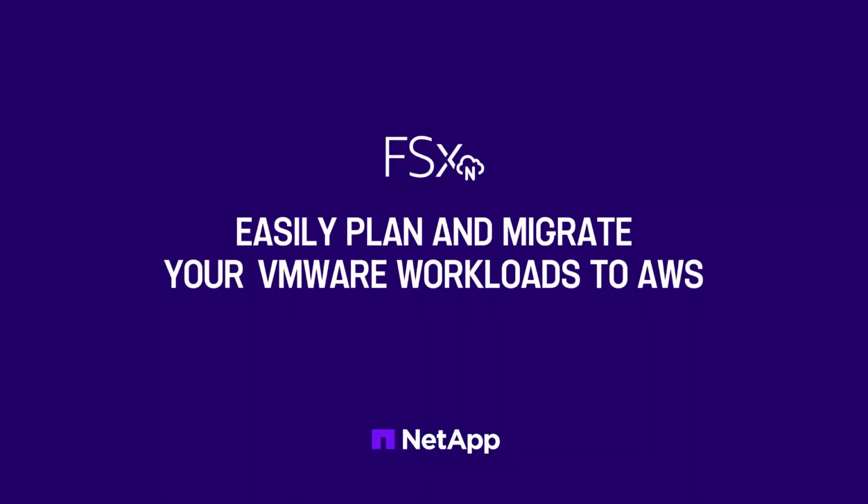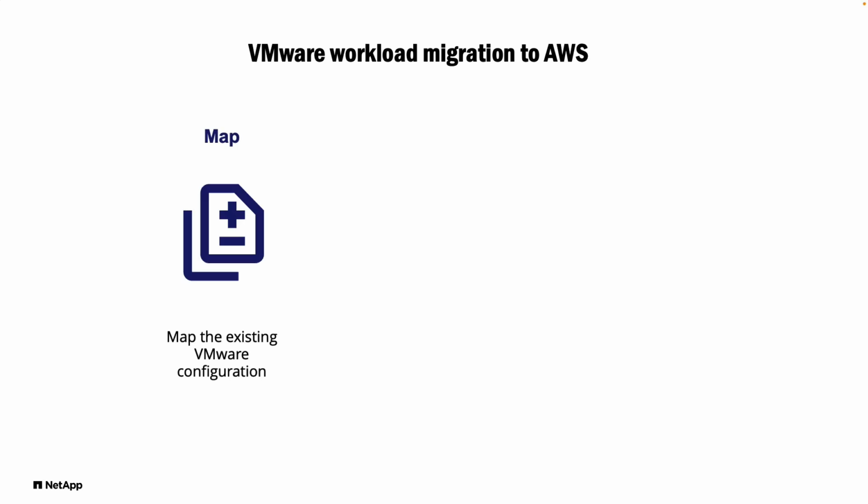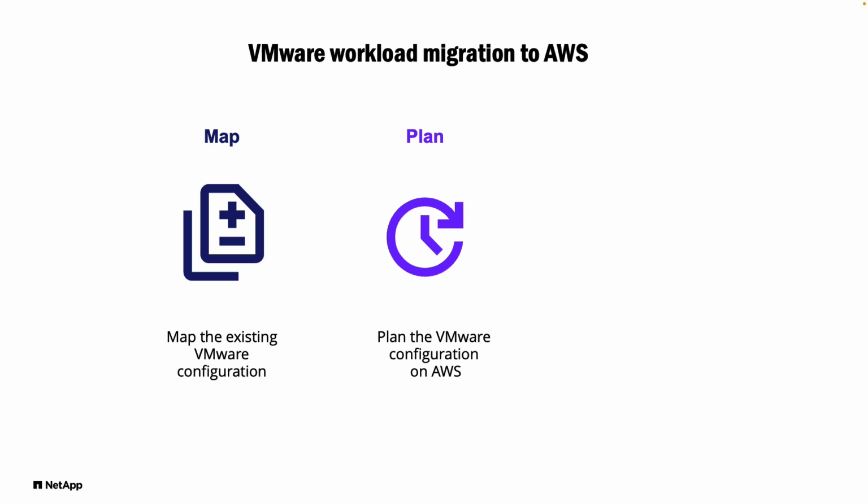Easily plan and migrate your VMware workloads to AWS with Workload Factory. Planning and executing a VMware migration from an on-premises data center to AWS can be complex. You need to map your current on-prem configuration, plan its implementation in AWS based on industry best practices, and then execute it without errors. Let's see how Workload Factory helps you plan and create your EVS deployment.